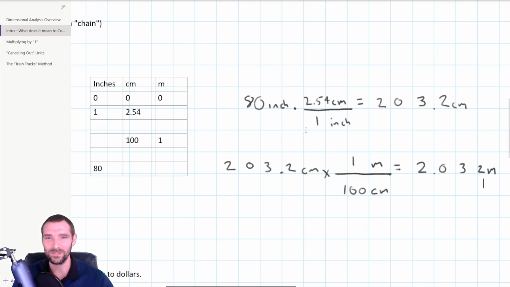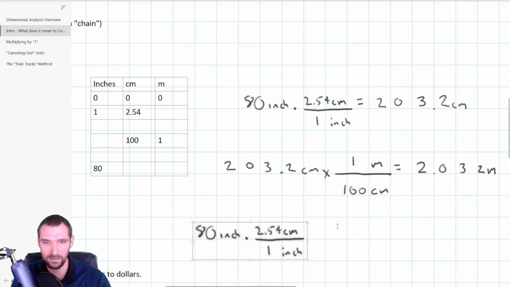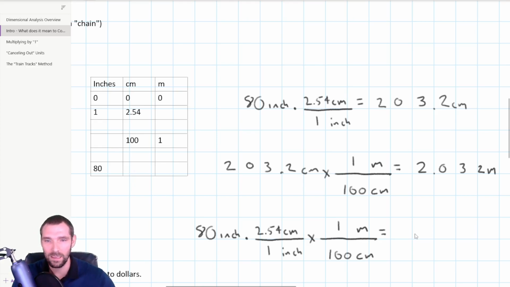You can also skip writing this out. If you do something that looks like this, and then you multiply that by that as well, this is the train car method or train track method. And you can just do all the math at once. So you take this times that, and you divide it all over this times that, and you can write it all out and do that all at once.